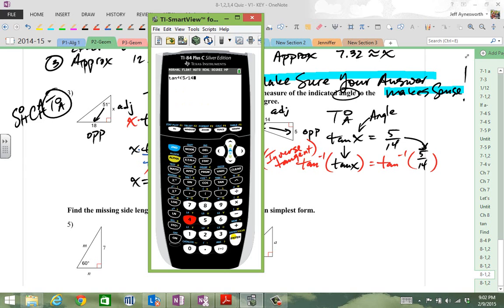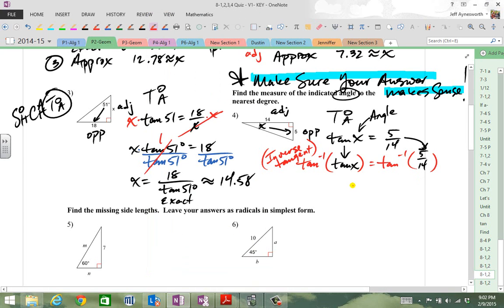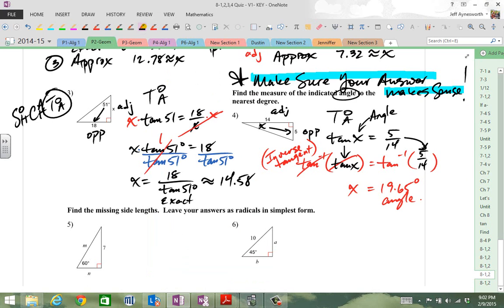All right, hit the enter button. Actually, my computer's going slow, and so I didn't mean to hit it twice. 19.65. Okay, x is equal to, these cancel each other out. X is equal to 19.65 degrees. All right, it's an angle, so you label it in degrees. Mathematics is a precise science.